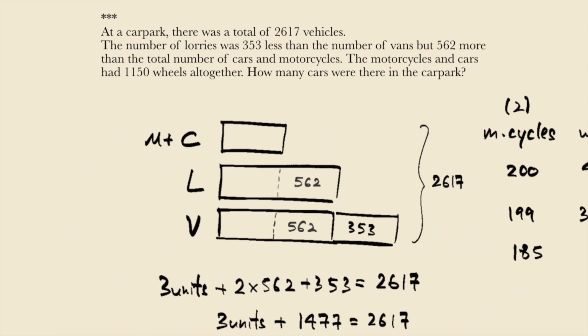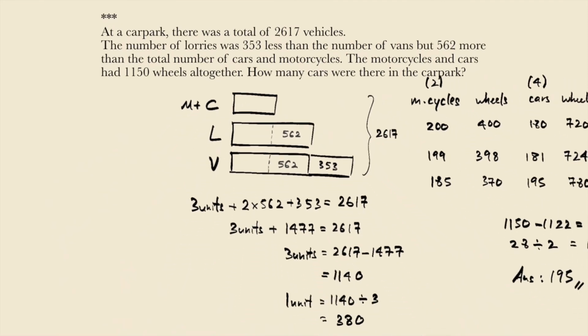So that's what we're going to do. We'll take 2617 is equal to 3 units plus 2 562s and 1 353. Add them up together, form an equation like that. Subtract 1477, divided by 3, you get 1 unit being 380. In other words, we have 380 total for motorcycles and cars.